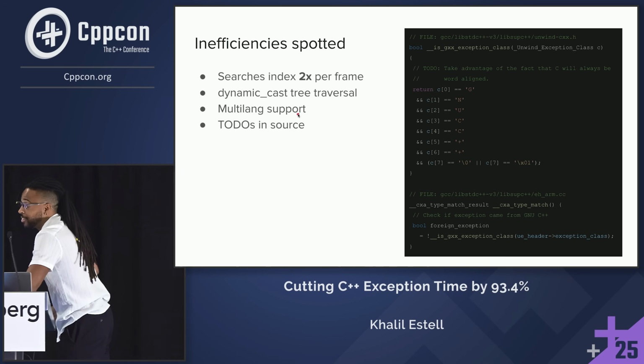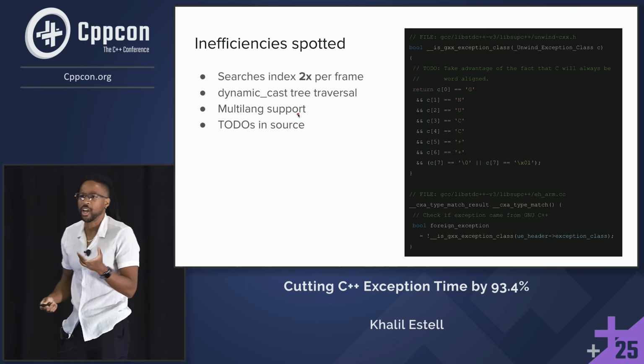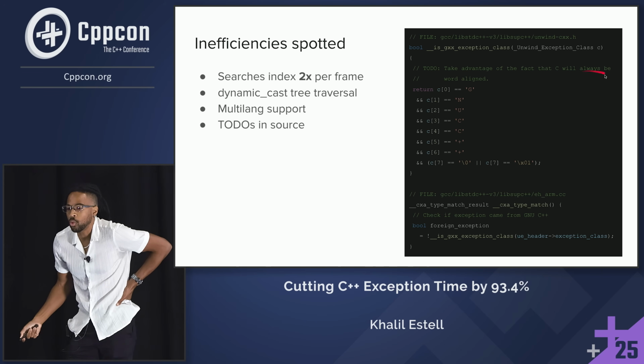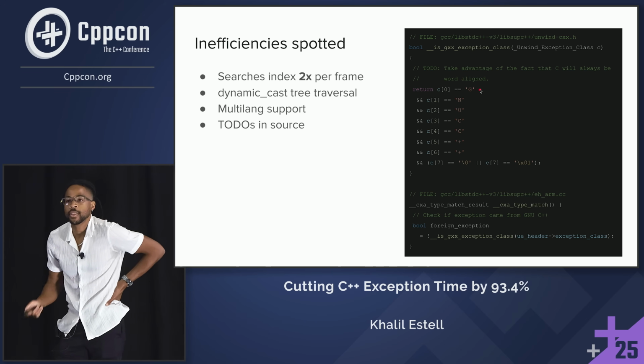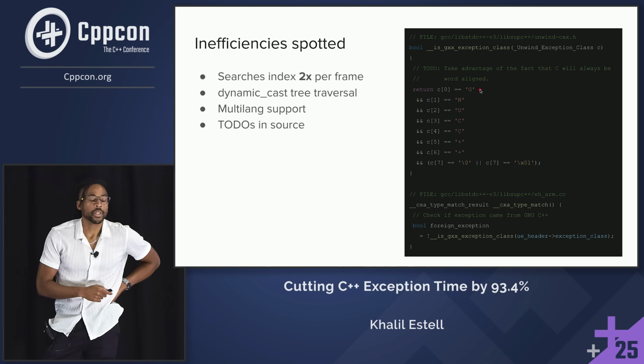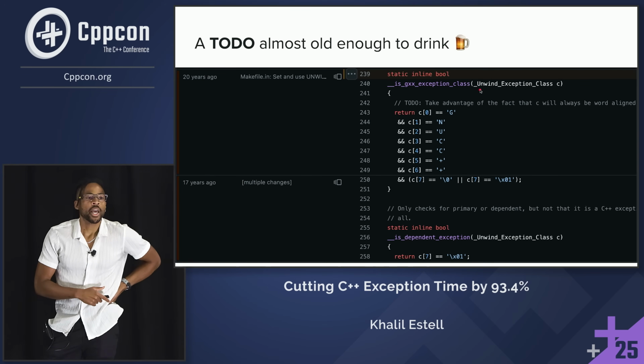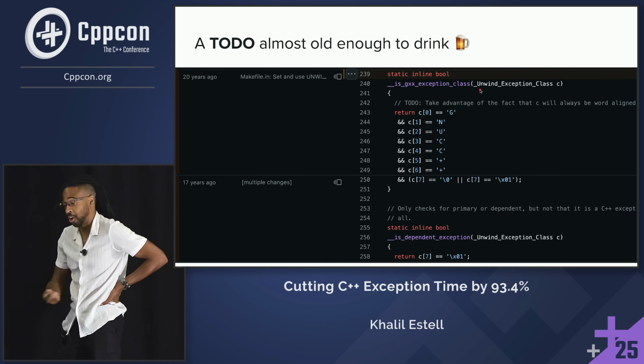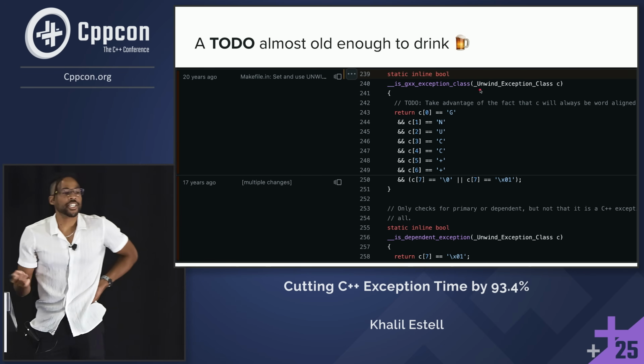The other great and fantastic thing about this was the to-dos in the source. There's quite a few of them. One of my favorites is take advantage of the fact that C will always word align. That particular to-do has been there for 20 years. Next year, it'll be old enough to drink in the United States. A little earlier in Europe, it can already drink. Let's get into the optimizations.